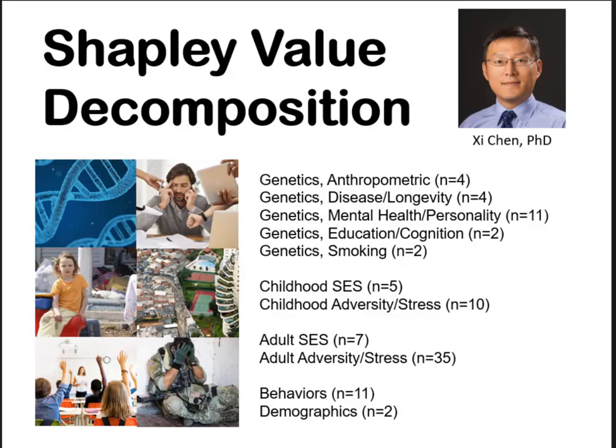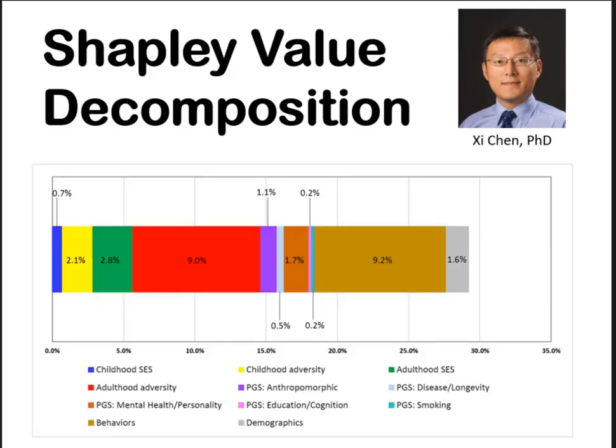So then we also had information on childhood SES and child adversity and stress, adult SES, adult adversity and stress, and then behaviors and also demographics. In this case, it was just sex and race ethnicity. So what you can do with this Shapley value decomposition is you put these all into the model, and it can estimate their relative importance in contributing to this phenotypic age measure. And what we're looking at here is how much higher or lower you are than your chronological age. So these are our results.